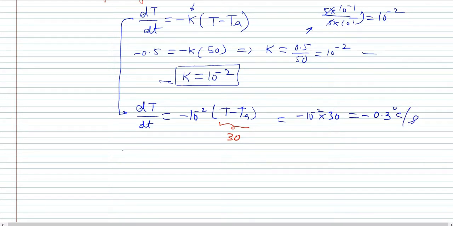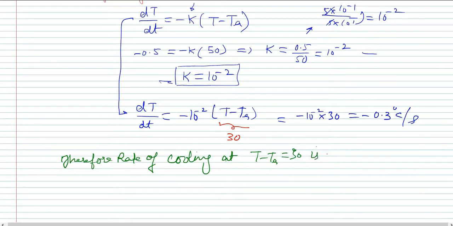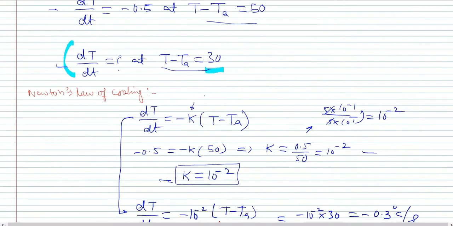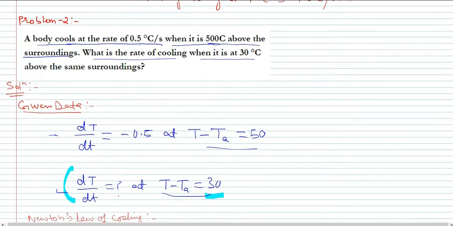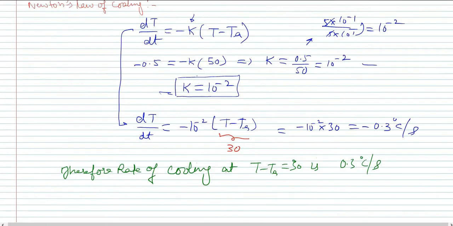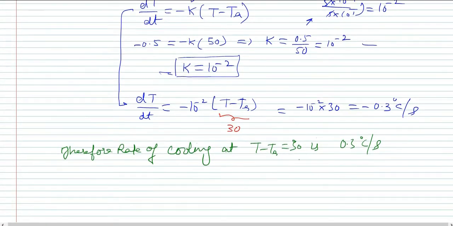Okay, so let me write, therefore the rate of cooling at T minus TA equal to 30 degrees is 0.3 degrees centigrade per second, right? Because here it was in degrees per second, and here it is 0.3 degree per second. So that's how we find the answer of this problem. Now let's move on to another problem.